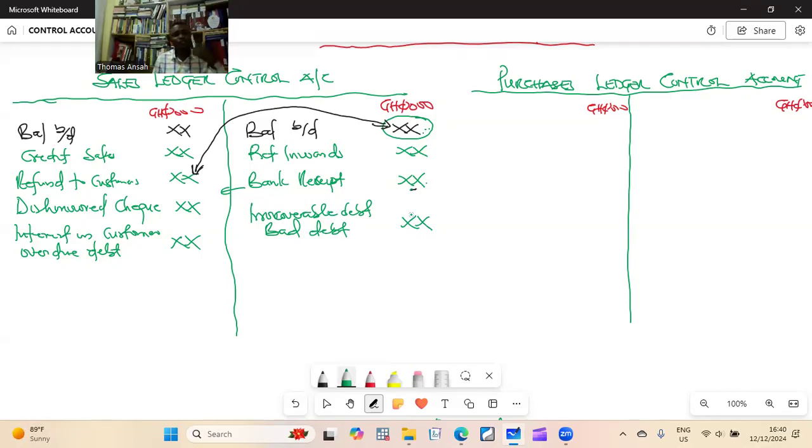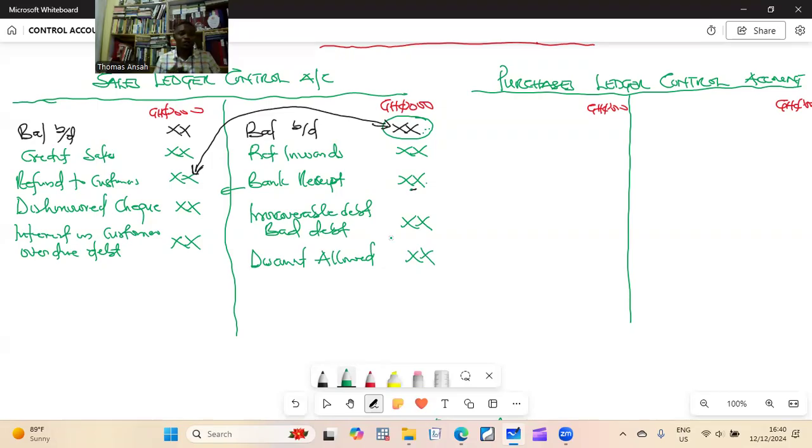So that is that. What if you gave the customer a discount? So you also gave him a discount to reduce his balance. So you have discount allowed. You gave the discount, then it is also going to be recorded like this. So take note of that.